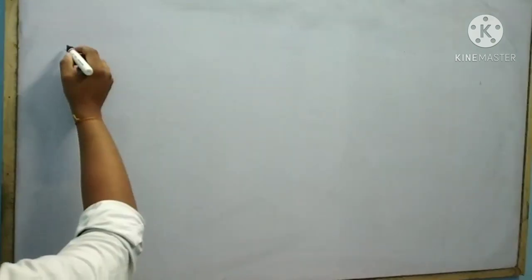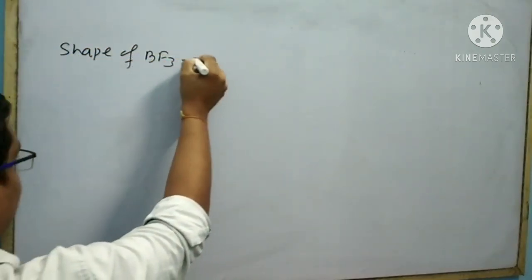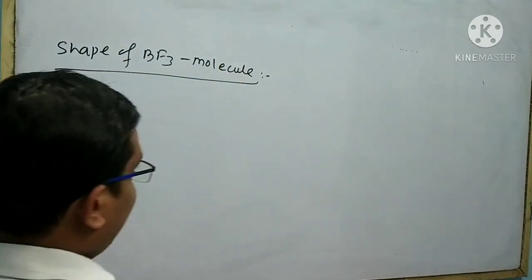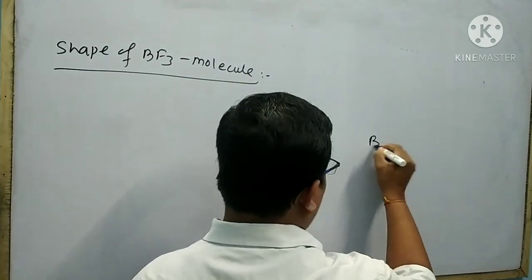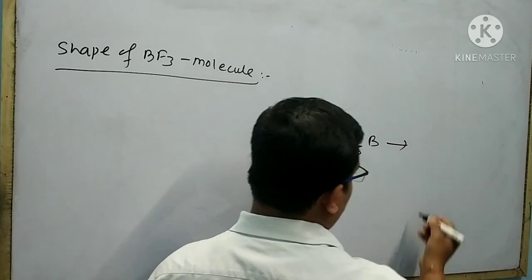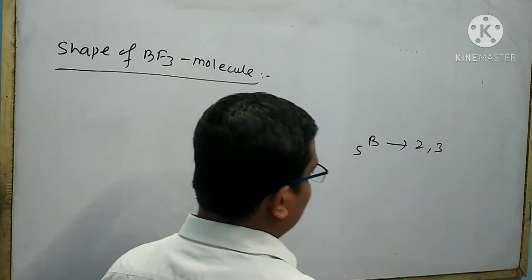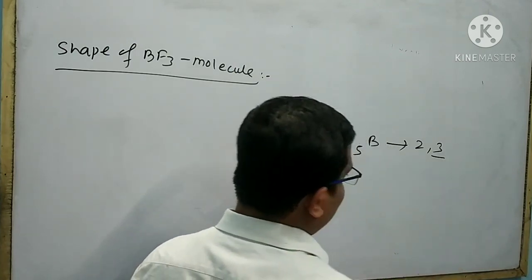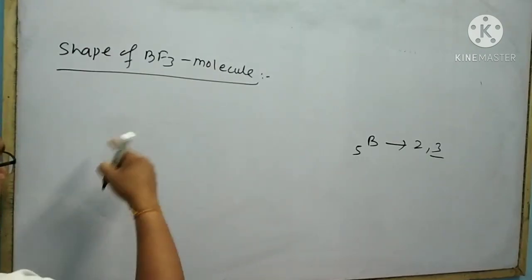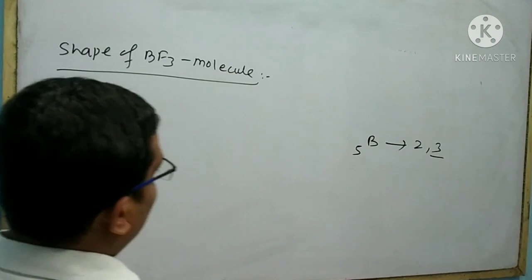Now I want to explain about the shape of BF3 molecule. In BF3 molecule, the central atom is boron. The atomic number of boron is 5. The electronic configuration is 2, 3. From the electronic configuration, it is clear that there are 3 electrons present in the valence shell of boron. Here 3 fluorine atoms are attached to the boron through 3 single bonds.